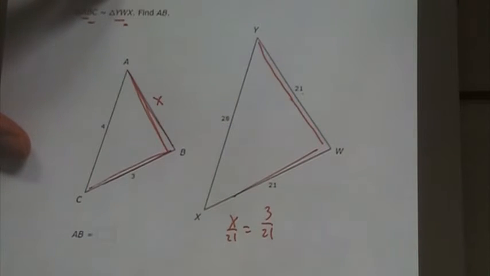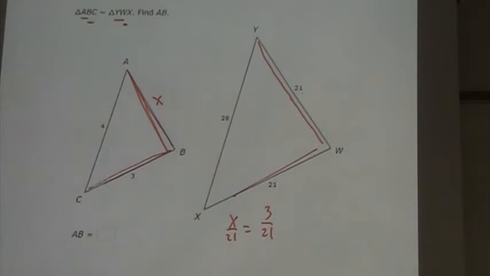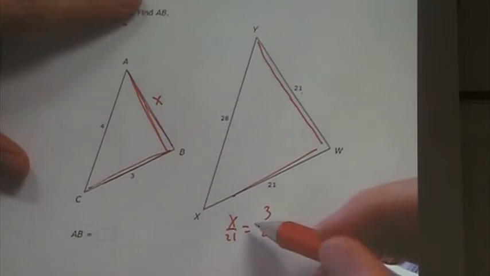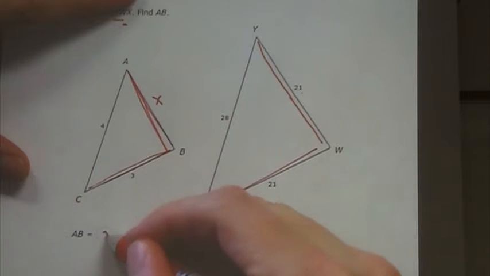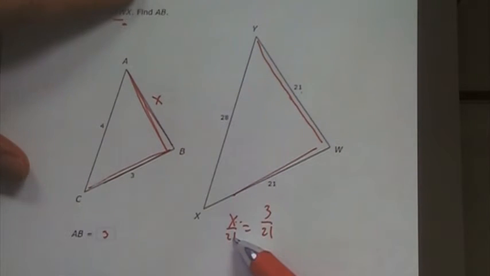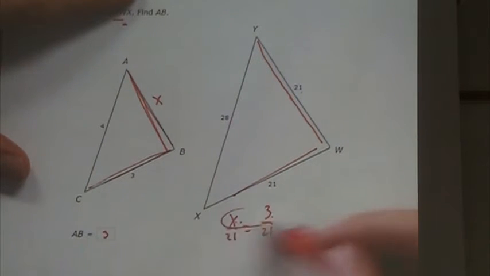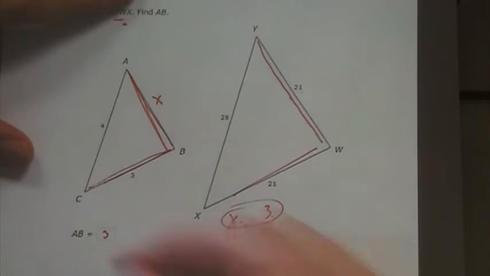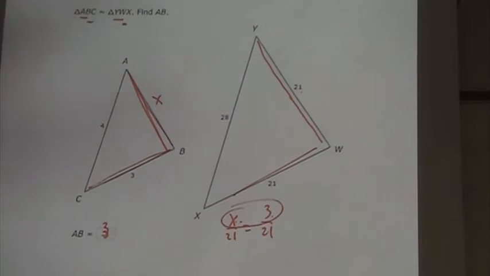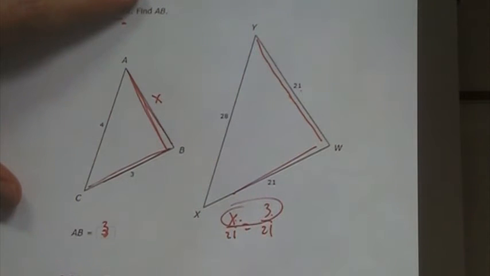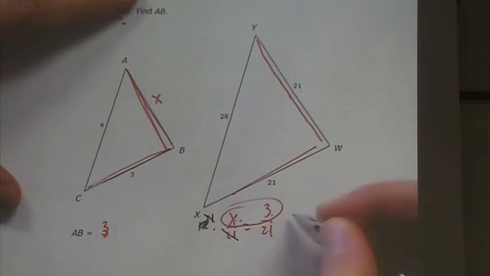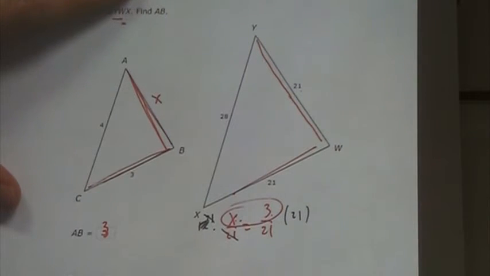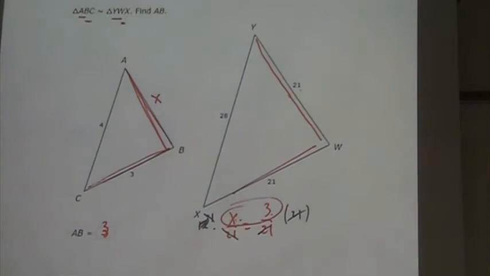Well, this problem I think is a slam dunker because we know this has to be a 3, doesn't it? Because for something over 21 to equal 3 over 21, the tops would need to be equal. If you didn't know that, though, technically what you do, if you want to do the algebra, you times both sides by 21 and times this side by 21. In this particular case, these guys would cancel, and you've got your answer right there.